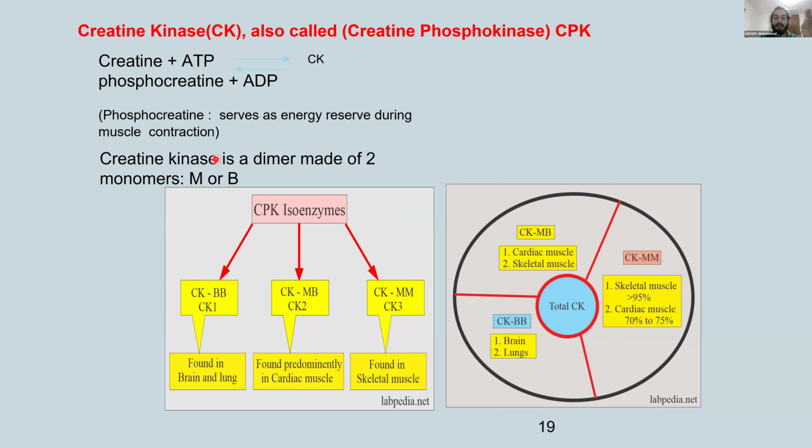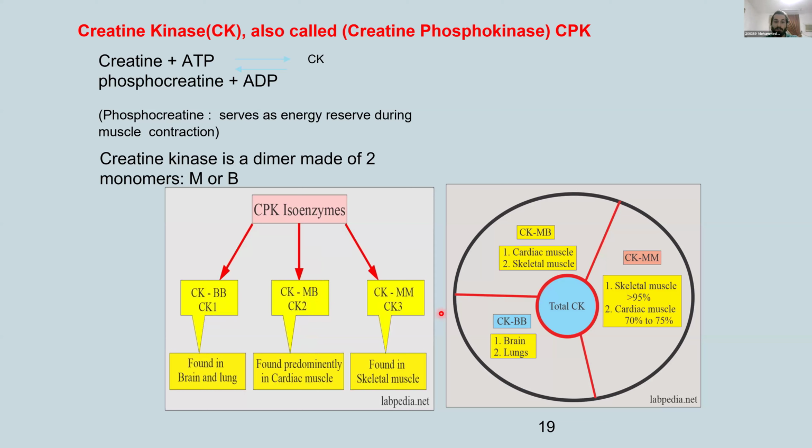Now, the creatine kinase enzyme is made up of two pieces, two monomers, M or B. So you can have creatine kinase composed of MM, BB, or MB together. And this is what gives us the different isoenzymes. The first one, CKBB, also called CK1, is found in the brain and lung. The second one is CKMB. It's just found in the cardiac muscle. This is the most important thing. CKMM is found in the skeletal muscle.